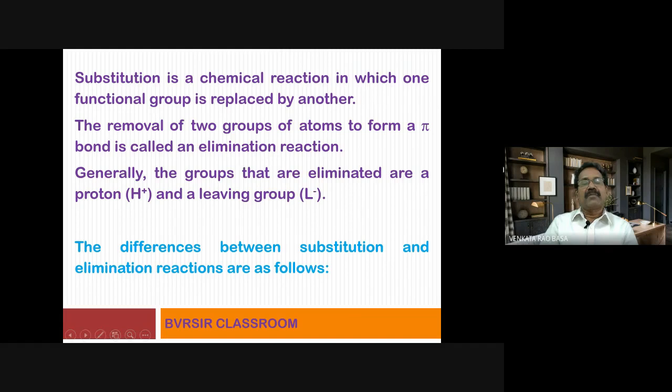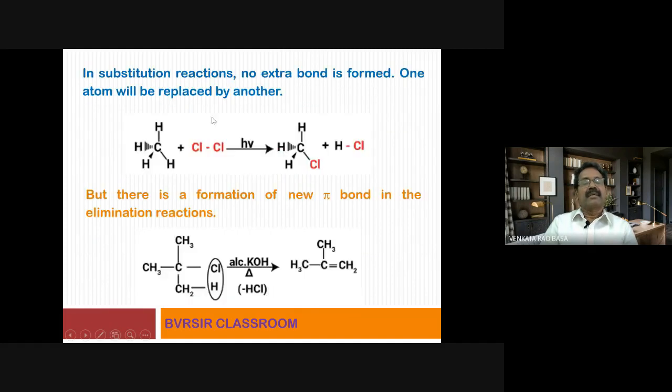Generally, the groups that are eliminated are a proton, that is H plus, and the leaving group, L minus. So it will be eliminated as HL. Now we'll go into the details of the differences between substitution and elimination reaction. In substitution reaction, no extra bond is formed. One atom will be replaced by another. Observe this one. This is methane reacted with Cl2 in presence of sunlight. Then one hydrogen goes, one Cl enters, resulting in the formation of methyl chloride. Of course, HCl will also be formed. This is the best example for substitution reaction.